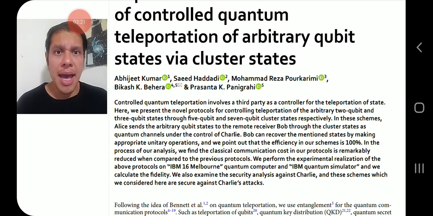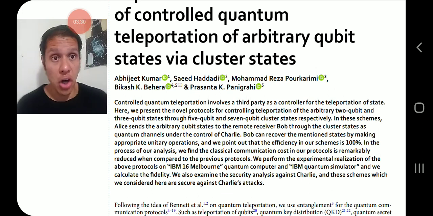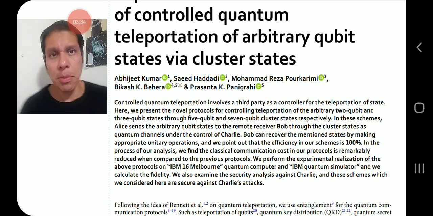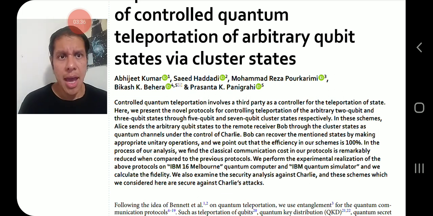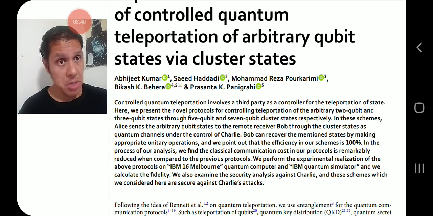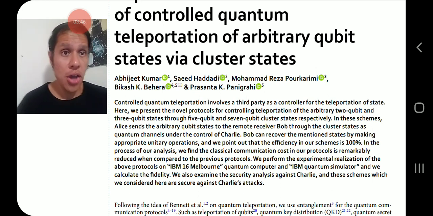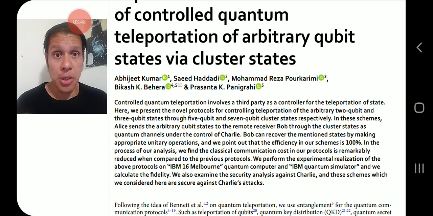In this scheme, Alice sends the arbitrary qubit states to the remote receiver Bob through the cluster states as quantum channels under the control of Charlie. Bob can recover the mentioned states by making appropriate unitary transformations, and we point out that the efficiency in our scheme is 100%. In the process of our analysis, we find the classical communication cost in our protocol is remarkably reduced when compared to the previous protocols.